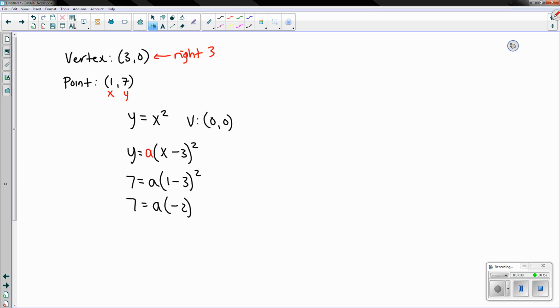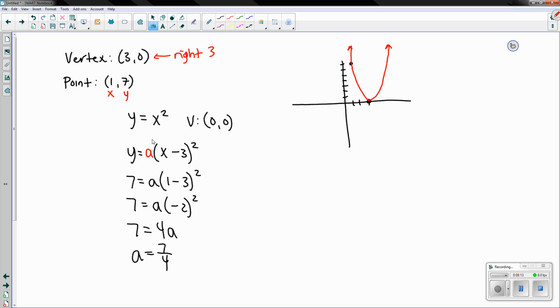So we're going to get -2 squared, and then we know -2 squared is 4, so we have 4 times a. Divide both sides by 4, and we're going to get a is equal to 7/4. A positive a value indicates that this parabola opens up, and you should feel good about that, because if I plot 3, 0 and 1, 7, knowing that, again, there's only one parabola that would pass through these 2 points, if I draw my left half of the graph using the symmetry about that axis of symmetry that passes through that vertex, I can see this parabola would have to open up.